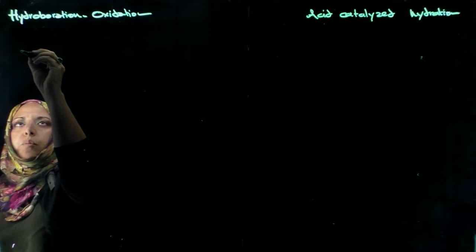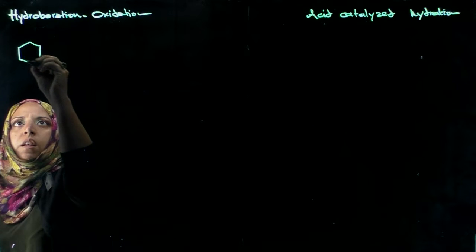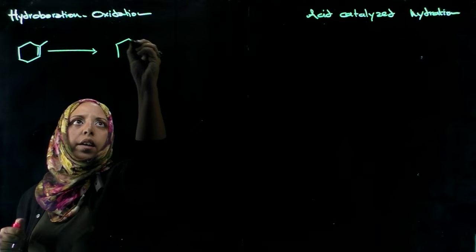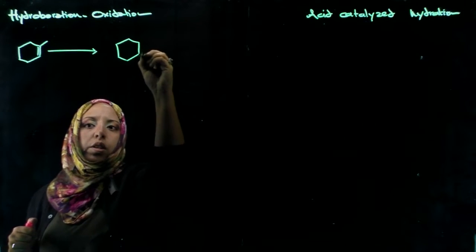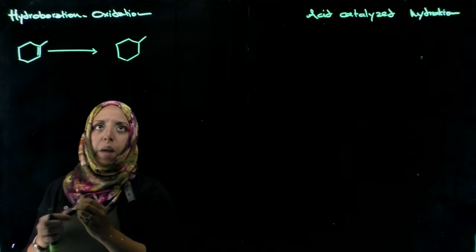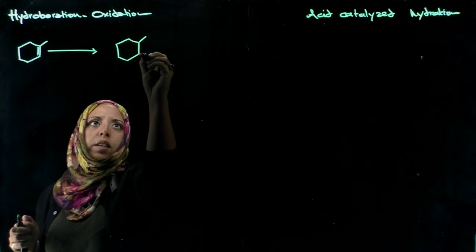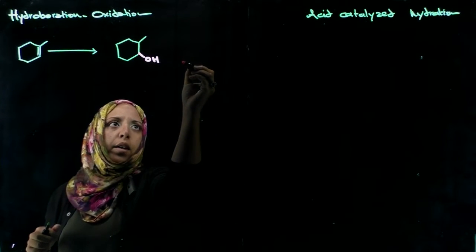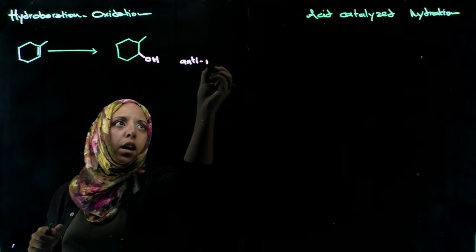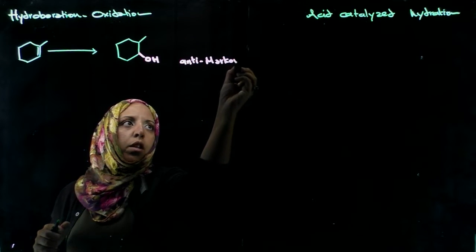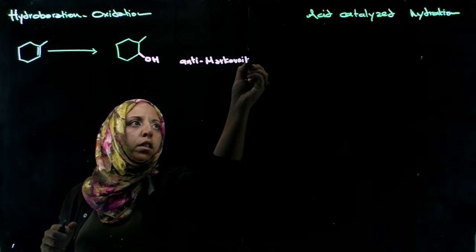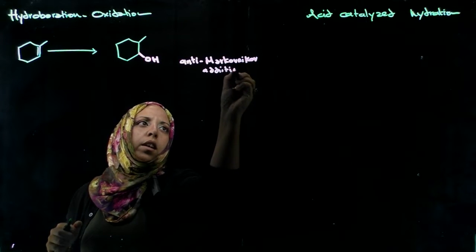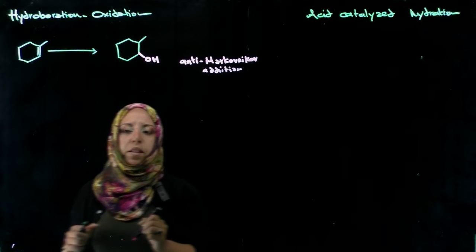Right, so in the hydroboration-oxidation, we're going to use methyl cyclohexene, right, to hydrate. So what we're adding is water, a hydrogen and an alcohol, across a carbon-carbon double bond. But what happens in hydroboration-oxidation is the alcohol group adds to the less substituted position. So if you think about it, that is what we call an anti-Markovnikov addition, right? So what we have is really the hydrogen on the more substituted position.